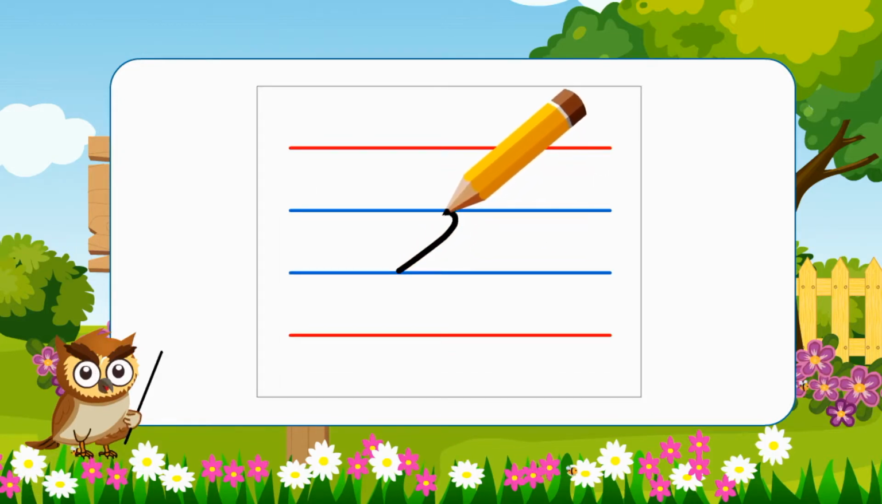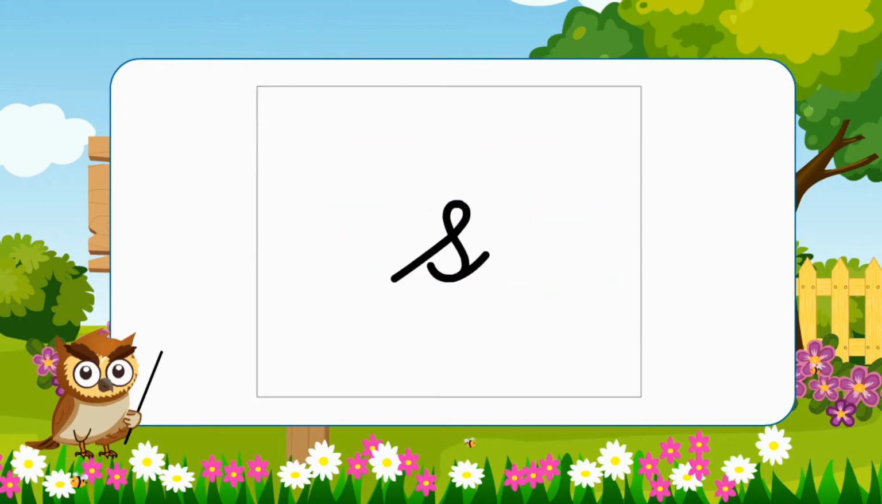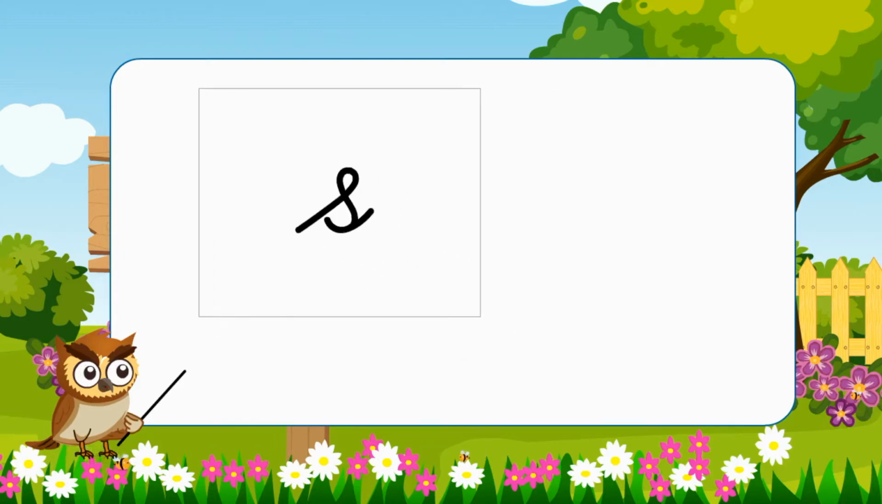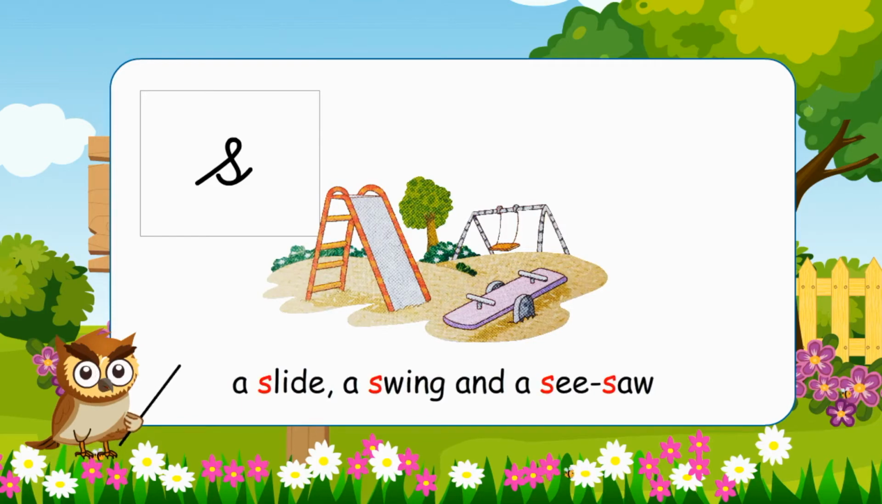This is how you have to write cursive letter S. The letter is S and the letter sound is S. Repeat after me. S. Good. Let's read the short sentence. A slide, a swing and a seesaw.